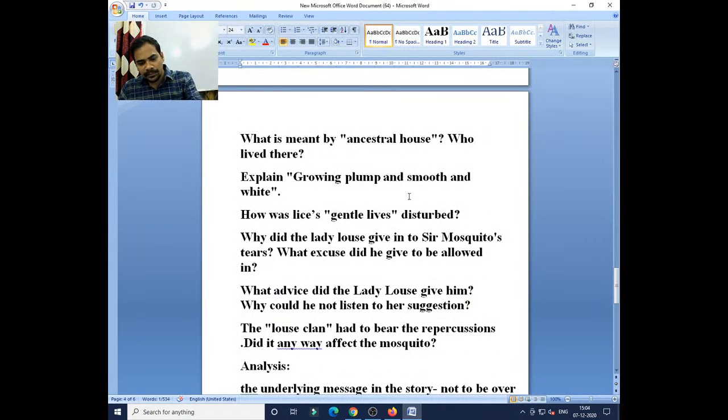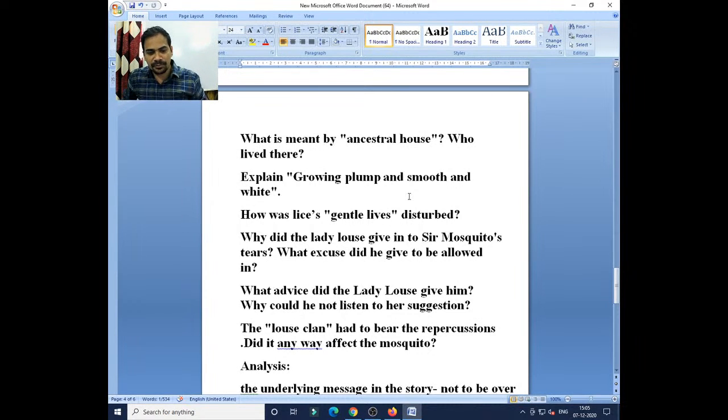Now everything you will be able to understand in the poem, what is meant by ancestral house, who lived there. Ancestral house means so many generations of louse had been living in the king's palace over a period of 30 years. And up to 30 years, the king was not able to understand that they have already made their own house in the king's palace. And who lived there? The louse and their ancestors.